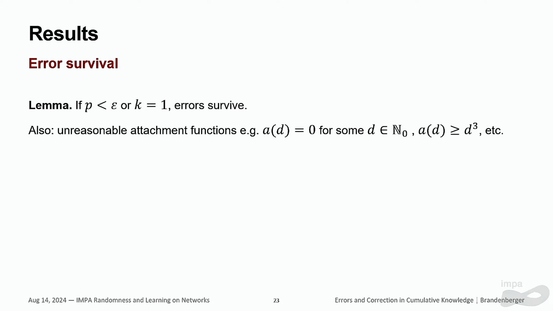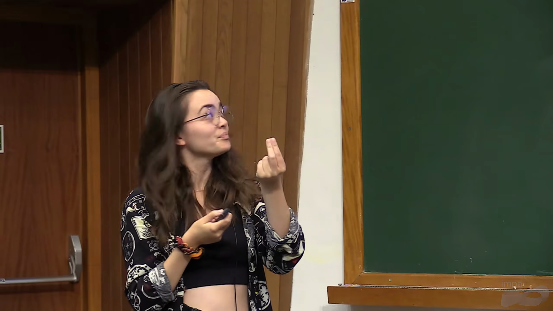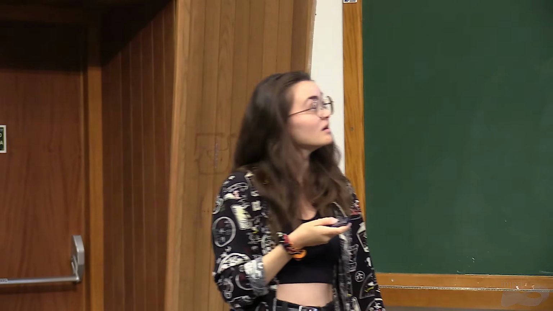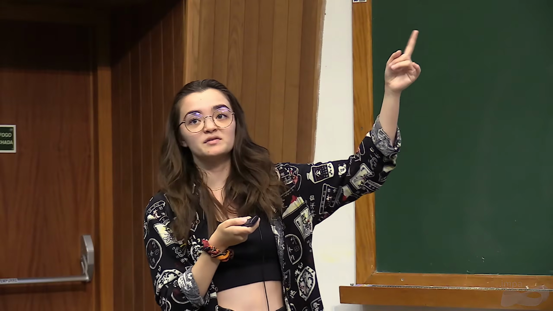One other setting where errors survive is if you have unreasonable attachment functions. So for example, if your probability of connecting to some specific d is 0, then if it has some hole in your distribution, it'll be very easy to propagate the error forever, because you can just initialize the graph in a bad way with some positive probability. And similarly if you have some very fast growing attachment function.